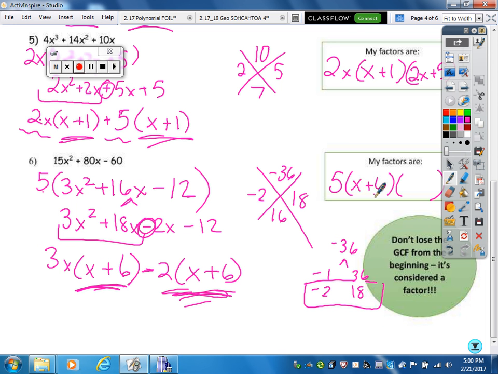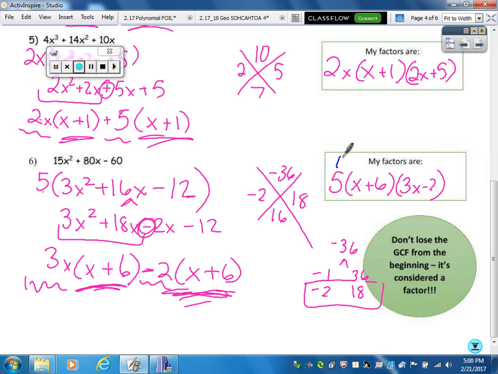Second factor is right there, lovely 3x minus 2, the stuff on the outside. Alright, you're all done. If you ever want to check it, all you have to do is distribute the 5 back into that first one. So 5x plus 30. And then FOIL it with that second one.